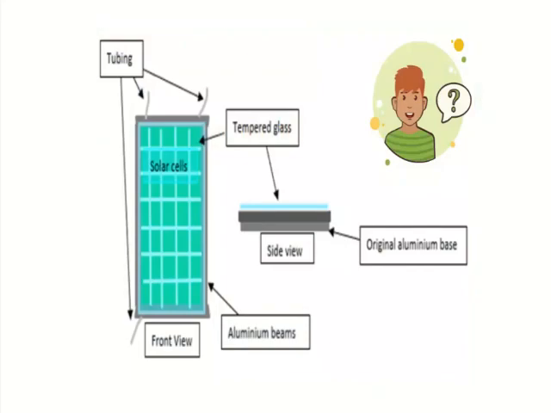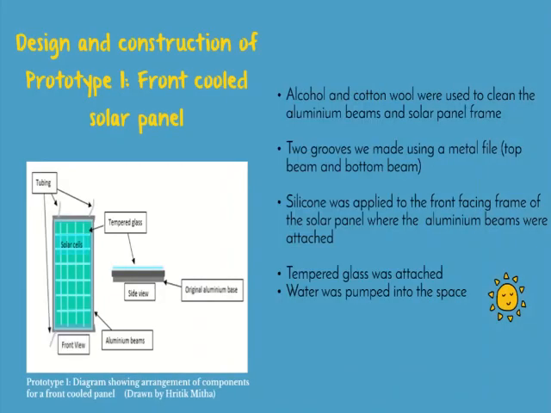Prototype 1, comprising of a front-cooled panel, was designed and built. Diagrams of the prototype must be accurate and contain sufficient details. You can include circuit diagrams, system drawings, technical plans, and drawing blueprints, etc. Provide a detailed step-by-step description of how the prototype was constructed or developed.